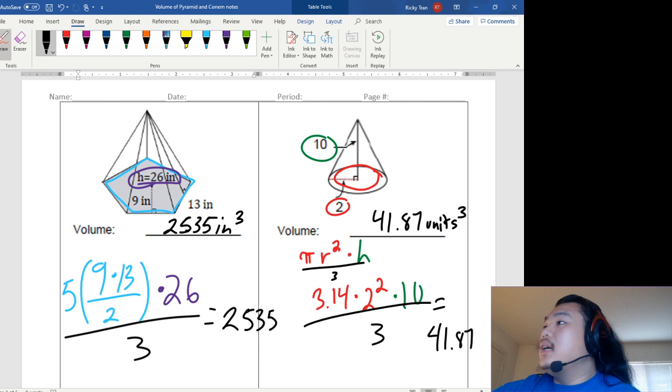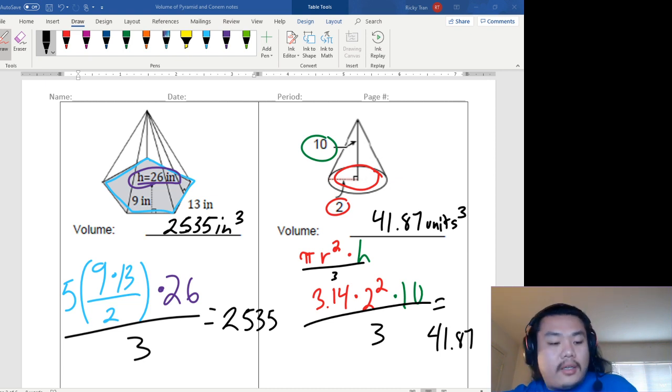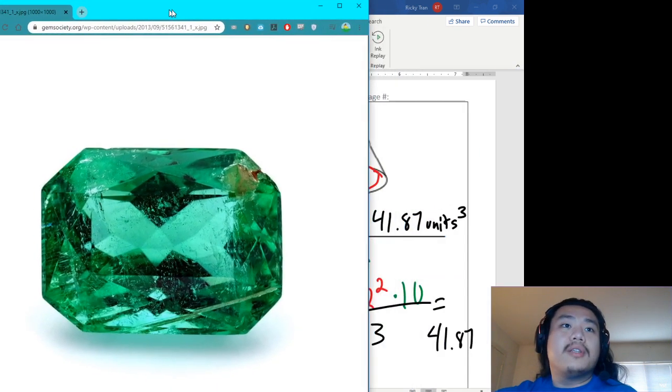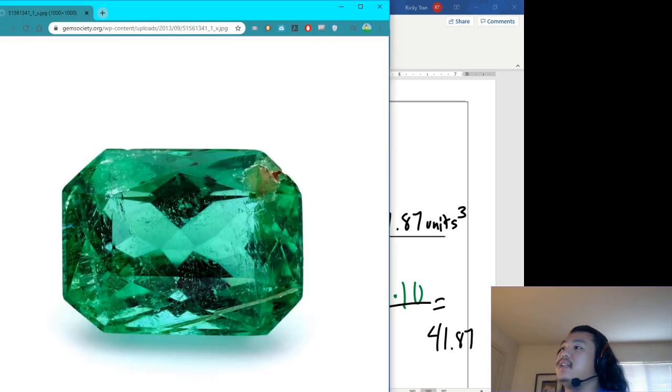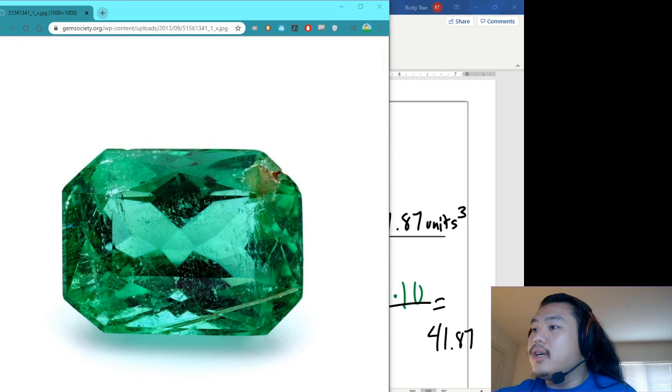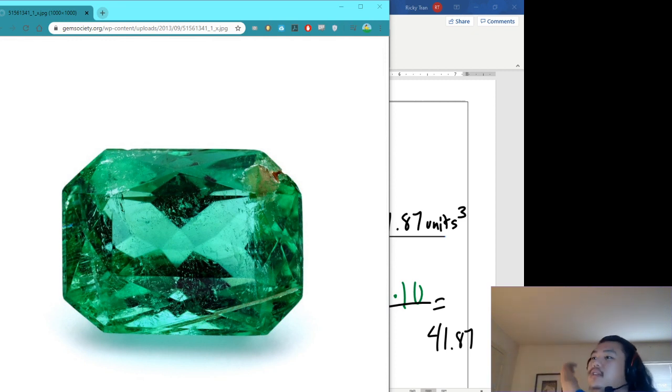So today's exit ticket. Let me pull it up. Where is it? All right. Today's exit ticket is another gem, but this time the gem is an emerald. Today's exit ticket is an emerald. All right, go. Complete your exit ticket. Nice and simple.